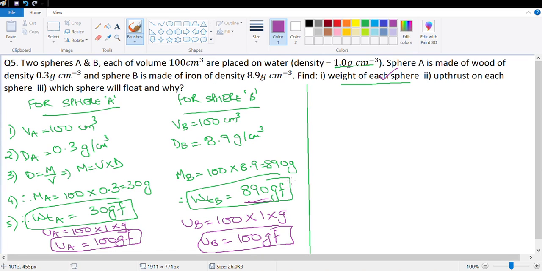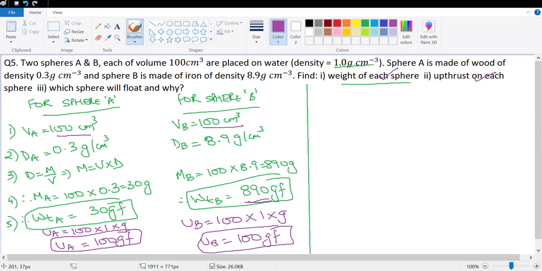The volume of solid under the liquid, we've taken as the full volume of 100 and 100. So it depends on the volume of the solid and the density of the liquid. Since both volume and density were equal, upthrust for both of them is exactly the same.